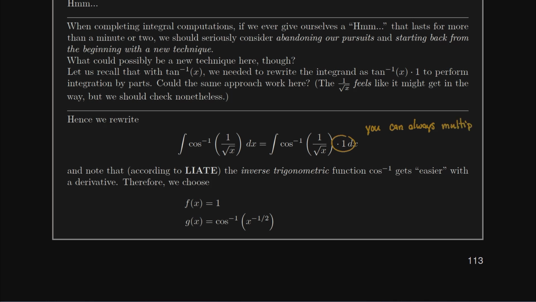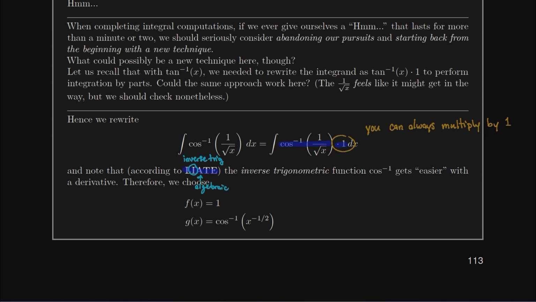multiply by 1. And by multiplying by 1, we all of a sudden end up with a product of functions. Okay, so now that we've got a product of functions, we're going to use this LIATE, whatever. We've got inverse trig here. We've got algebraic here. And recall, the number 1, the constant number 1, is algebraic.